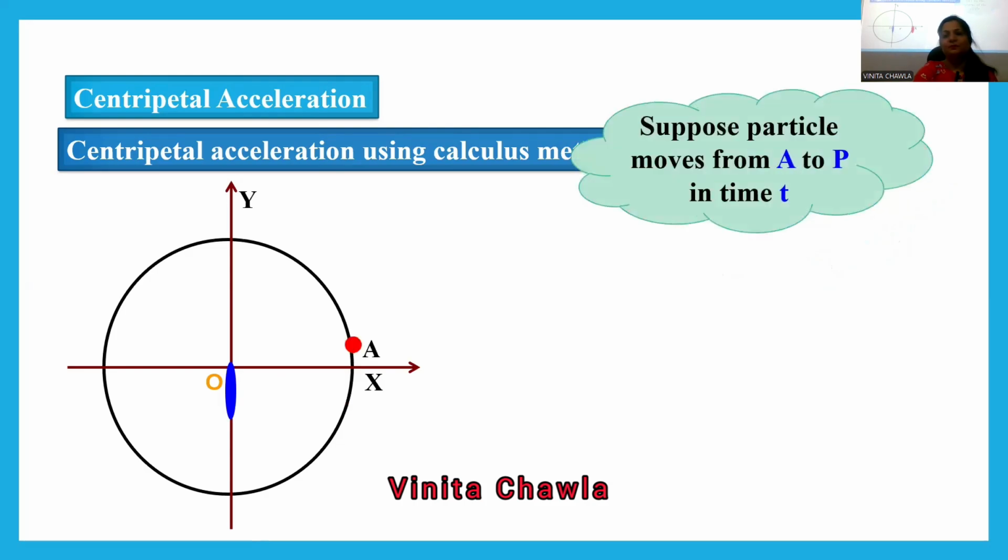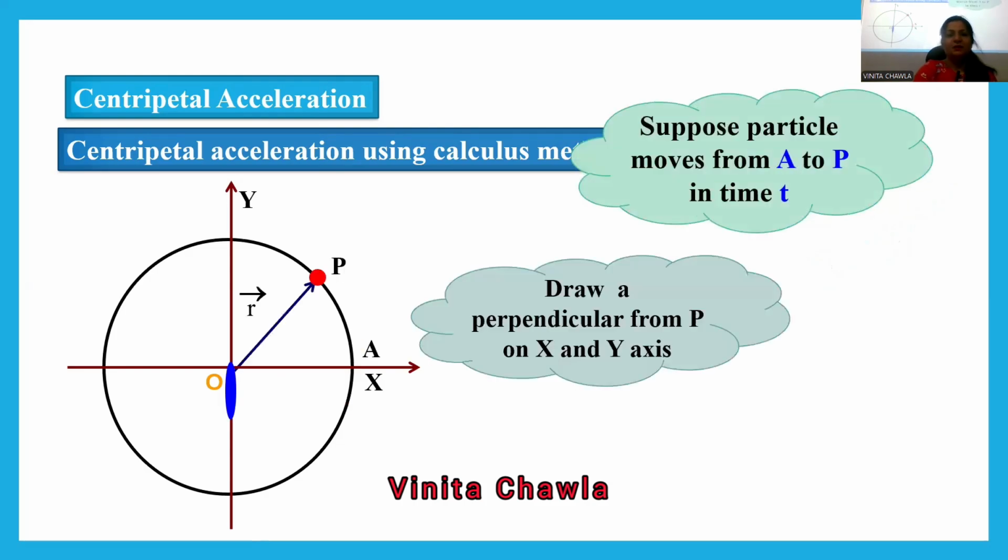Suppose a particle starts from A and it reaches point P after some time t. It covers this much linear distance. Okay, arc AP cover कर रहा है वो. From A to P, it goes in time t.